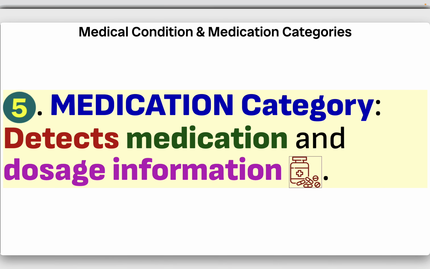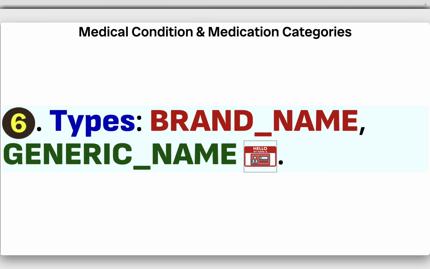Then we have the medication category. This category detects medications and related dosage information for the patient. And we have types. Entity types include brand name, which is the copyrighted name, and generic name, non-brand or ingredient name.